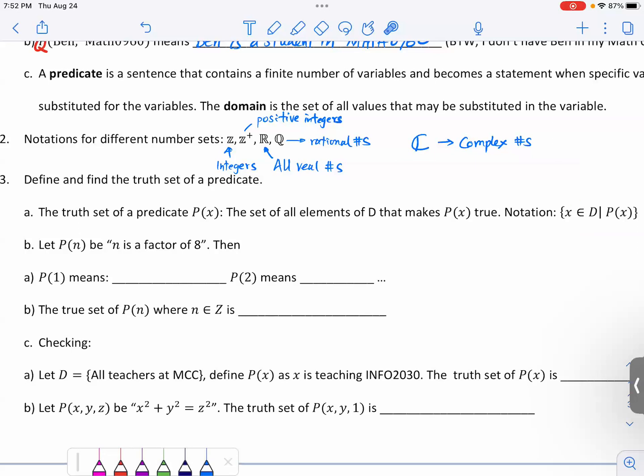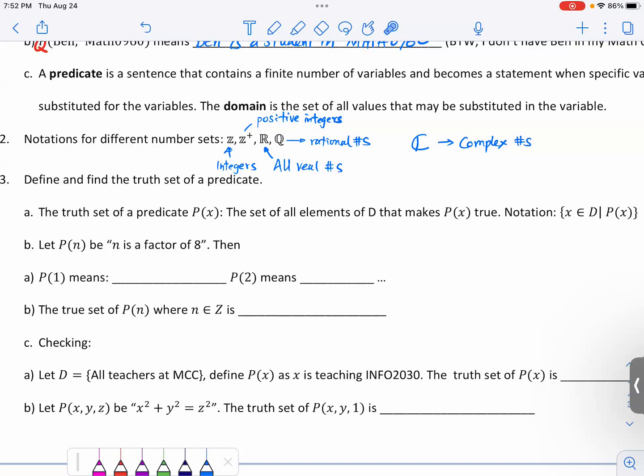First of all, it's a set, so we use curly braces. So x is an element from the domain such that, where this vertical bar means "such that" or "with the property." And what's the property? This: P(x) is true. So it's a collection of all the x values so that the predicate is true.